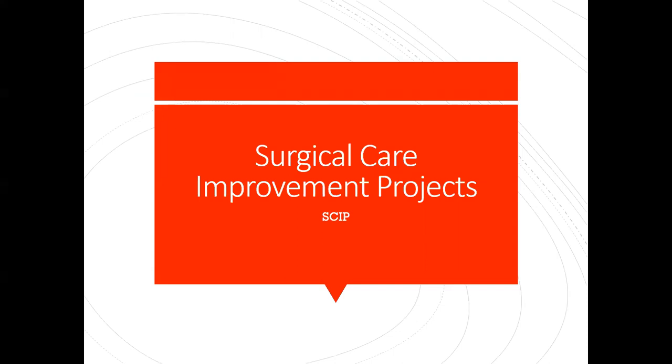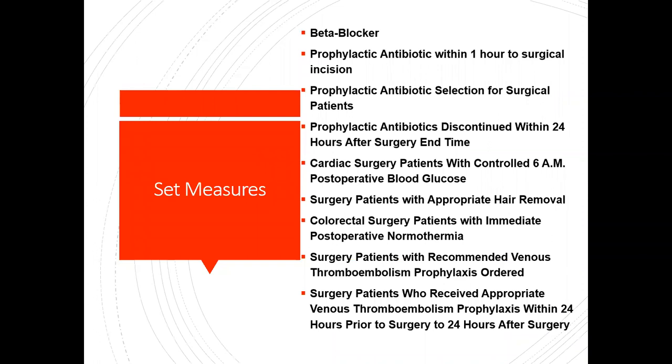So our Surgical Care Improvement Project, this is the SCIP. This is a Joint Commission checklist. So if your patient is on a beta blocker, they need to maintain their beta blocker. They need to receive their antibiotic 1 hour prior to their surgical incision. They need to have any prophylactic antibiotics discontinued within 24 hours after surgery. We need to have their blood sugar controlled. We need to have any clips, pins, or devices removed. If your patient's having a colorectal surgery, we need to make sure that they have normothermia, and the thrombus issues, and all of this again is set measures by the Joint Commission that get audited.